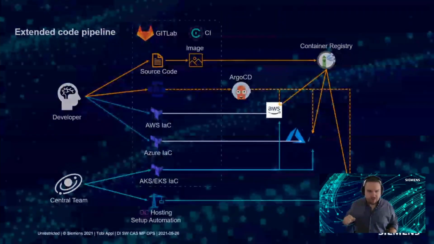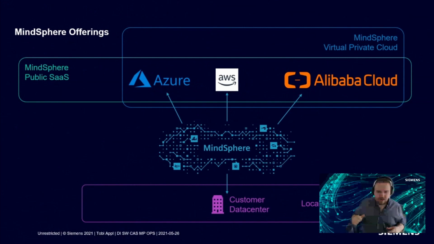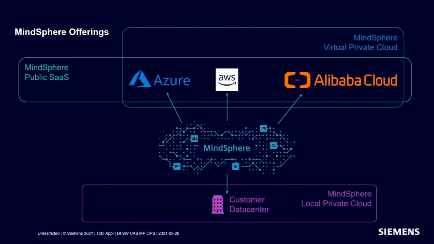So now I've already talked a bit about the word local private cloud. So I want to just very quickly go into how this all falls into the MindSphere offering structure. As you can see, the hyperscalers on top are available under the label of MindSphere public software as a service, which means you can order a MindSphere account on our public platforms, and you will get an account on either AWS, Azure, or Alibaba, depending on what you choose.